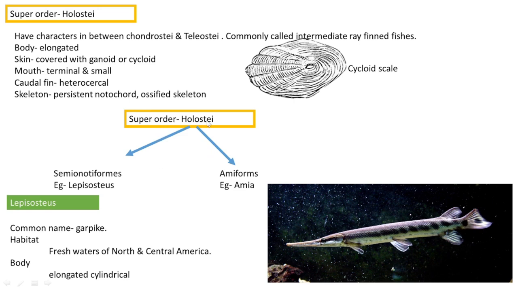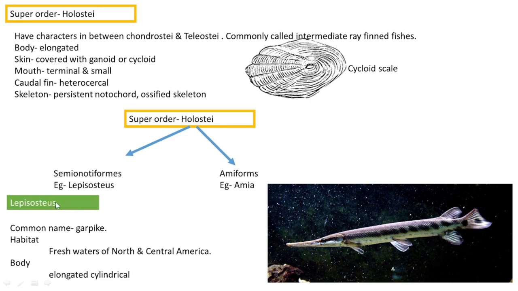Okay, Chondrostei over, then Holostei. Its subdivisions: Semionotiformes and Amiiformes. For that, which examples we are going to see? The Semionotiformes, its example is Lepisosteus. The other order under Holostei, that is Amiiformes, its example is Amia. So these two are the orders under Holostei.